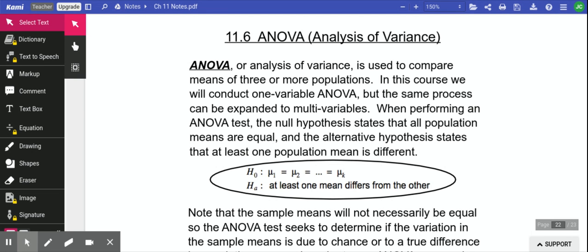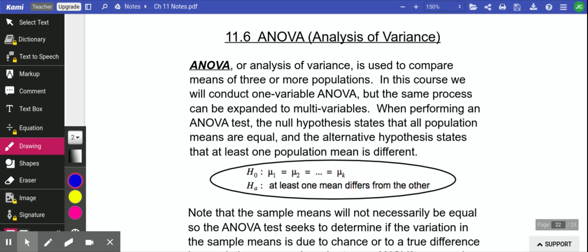So, ANOVA testing is used when we want to compare the means of 3 or more populations. So that's a key there. Means of 3 or more populations. Everything we've done so far in chapter 11 has been comparing 2 populations. So now we can add 3, 4, 5, or 6, or however many we want. Now, in this class, we're only talking about one variable ANOVA, but we can expand this process to do multivariables. That is beyond this course, but just so you know, it does exist.